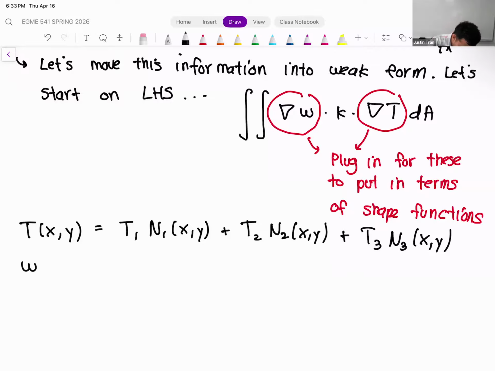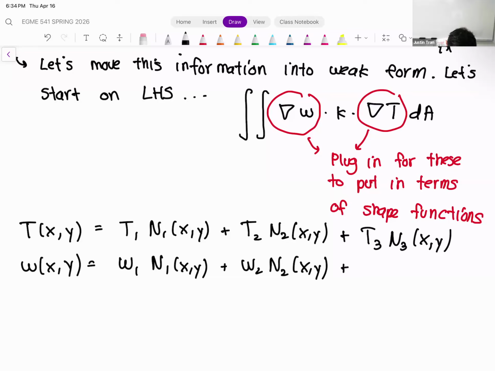Similarly, our weighting function is going to have the same form, right? So remember that was kind of the assumption that we made, that our weighting function utilizes the same shape function as our solution, but with different coefficients. Okay. So our weighting function here is going to be W1 N1 of x and y plus W2 N2 of x and y plus W3 N3 of x and y.